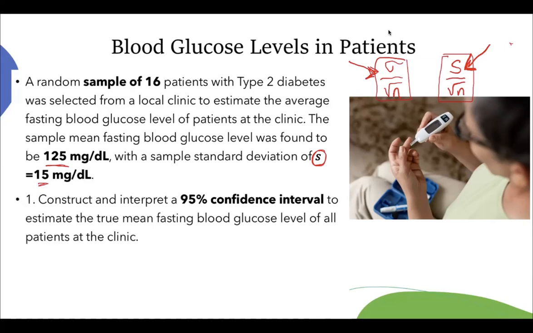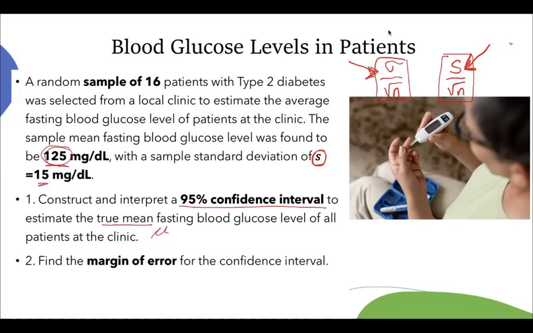So what we're going to do in this problem is construct and interpret a 95% confidence interval to estimate the true mean fasting blood glucose level of all patients. We are trying to estimate mu given the X bar 125. We're going to find the margin of error, and we are going to repeat this process for a 99% confidence interval. Now again, we're using the t-distribution because we are not provided with sigma, we are provided with S.